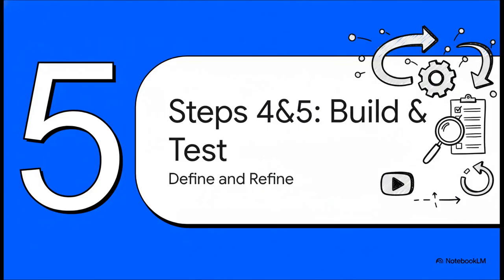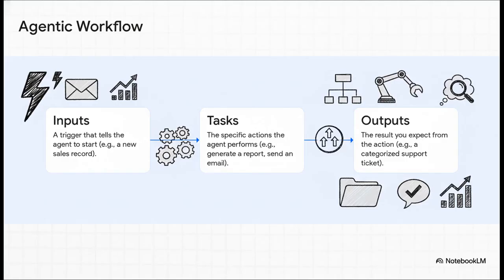Now we get to the really fun part, actually building the workflow and testing it out. This is where you take that task you picked and translate it into a set of instructions for the agent, and then just keep refining it until it works. You can pretty much break down any workflow into these 3 parts. First, the input, or the trigger. What kicks the whole process off?